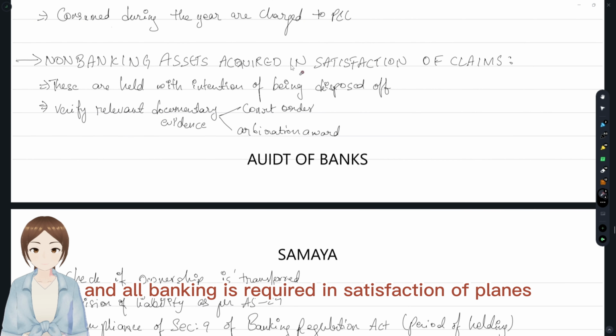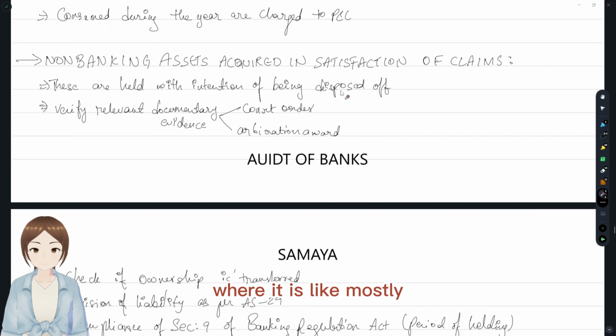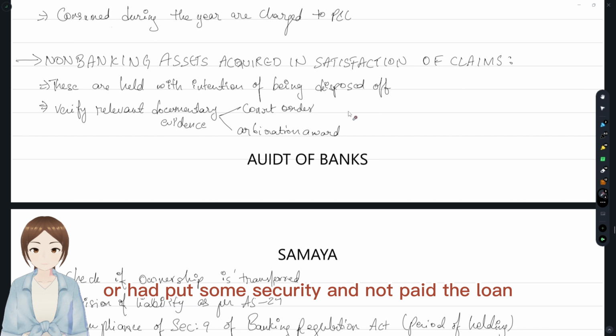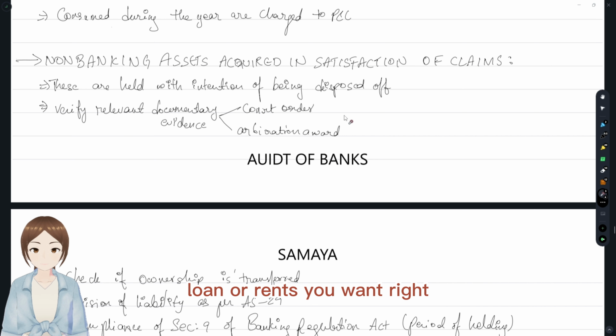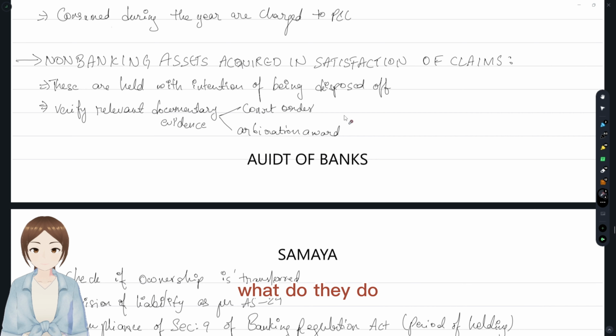And non-banking assets acquired in satisfaction of claims. These are held with an intention of being disposed of. Mostly, if any person had put up some security and not paid the loan or advance amount, right? Then banks seize such cars or bikes or such property. What do they do? If they seize a bike, they cannot start a bike rental. So what do they do? They sell them. So they are held with an intention to dispose of.